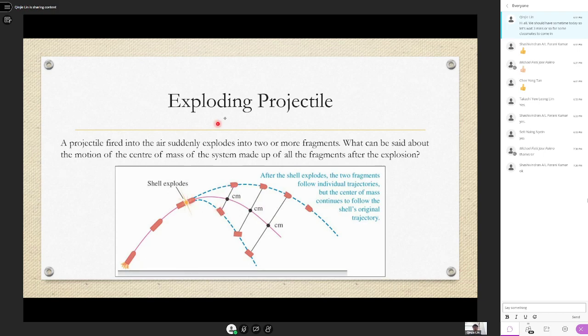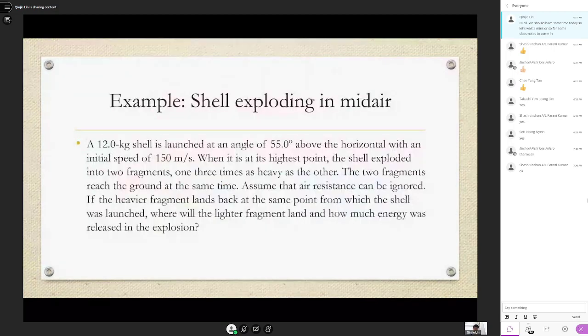But imagine this shell explodes into 100 particles flying all over. At any point of time, you can sum up the CM of the 100 particles. The CM will be following the original trajectory of the projectile motion. So this illustrates what the previous two slides are talking about. Now let's look at one example.